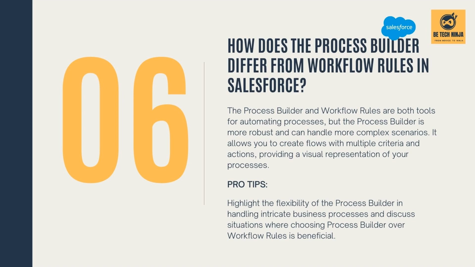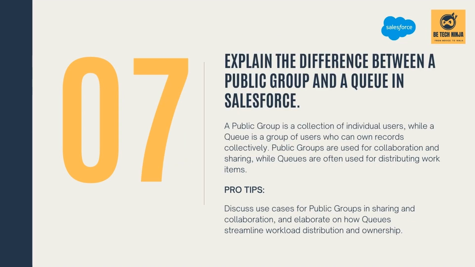Let's move on to the next question. Explain the difference between a public group and a queue in Salesforce. A public group is a collection of individual users, while a queue is a group of users who can own records collectively. Public groups are used for collaboration and sharing, while queues are often used for distributing work items. A quick tip to ace the interview. Discuss use cases for public groups in sharing and collaboration, and elaborate on how queues streamline workload distribution and ownership.